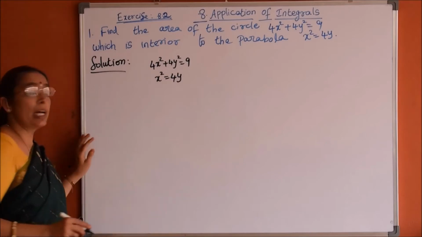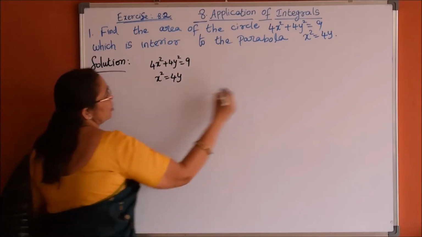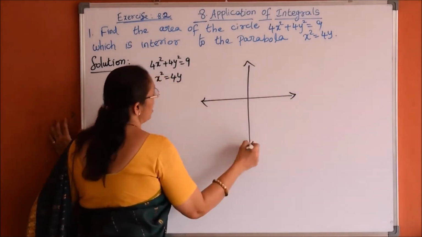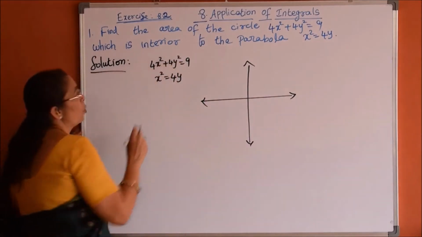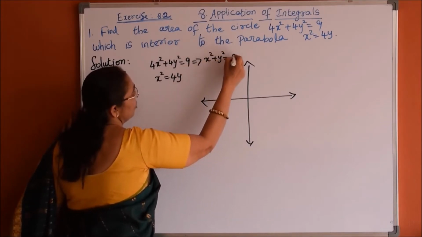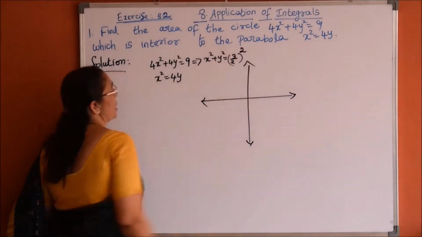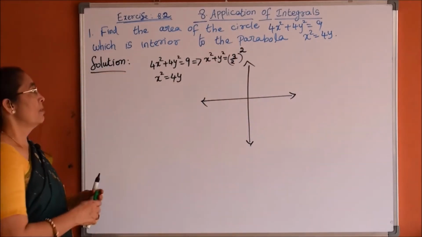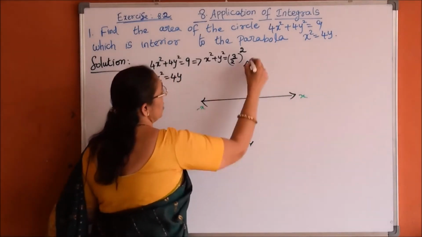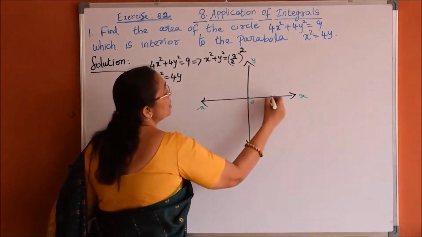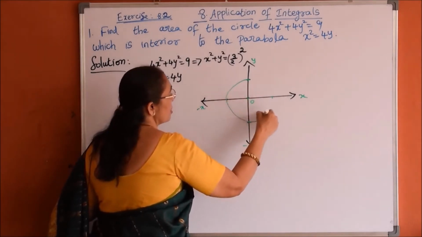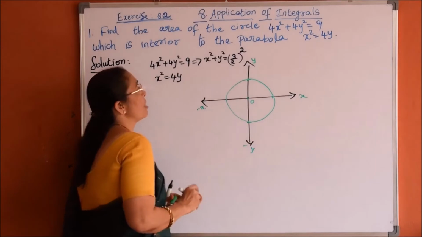First, let us sketch the graph. How will the graph of these two be? First one is circle. Circle center is origin, and let me make the coefficient as 1. So, we will get the circle equation as x square plus y square is equals to 9 by 4, which is 3 by 2 whole square. So, the circle is with center origin and radius 3 by 2 units. So, x, negative x, y, negative y, here origin, now 3 by 2. 3 by 2 is nothing but 1.5. So, this is the circle with center at origin and radius 3 by 2 units.